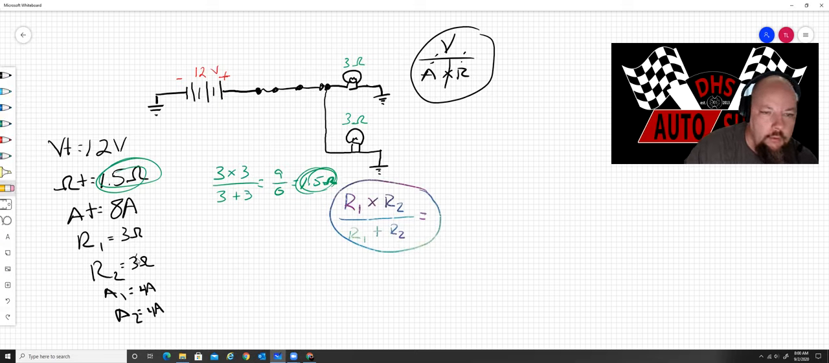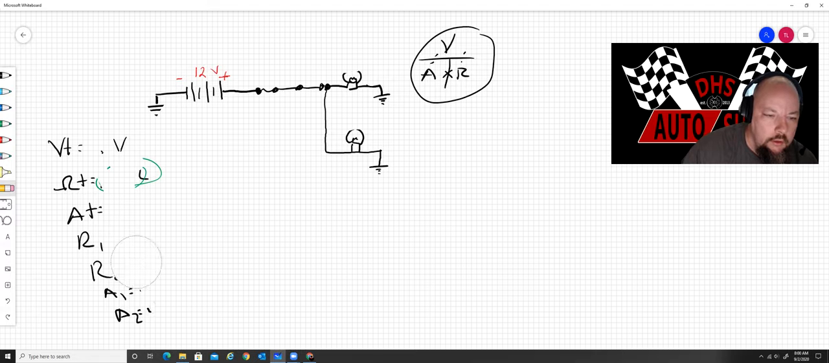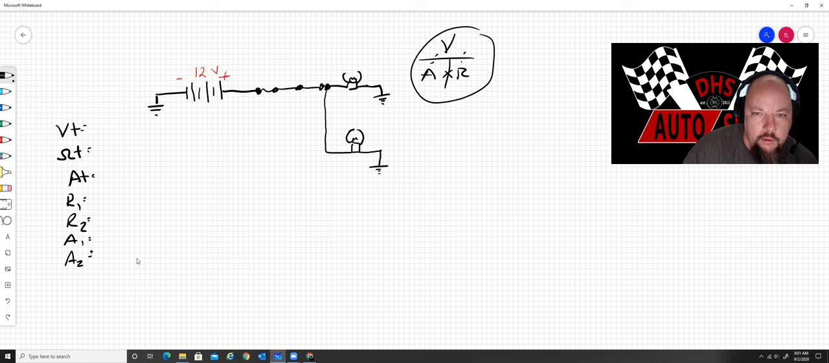Let's try another one for you and clean this up. Clean that up a little bit. I'll fix those bulbs in a sec. Actually, let's just make this all look a little prettier. So we have a voltage total, ohms total, amperage total. We have resistor 1, resistor 2, amperage 1, amperage 2. Let's set this up like this, and fix our poor pitiful little bulbs over here.